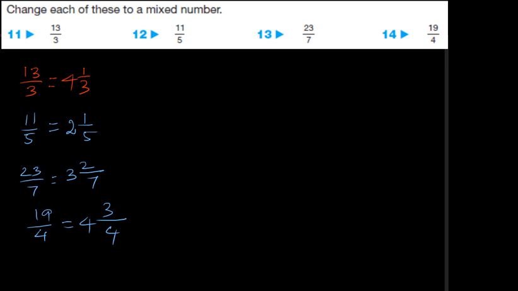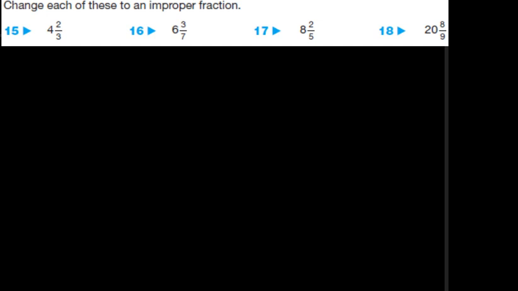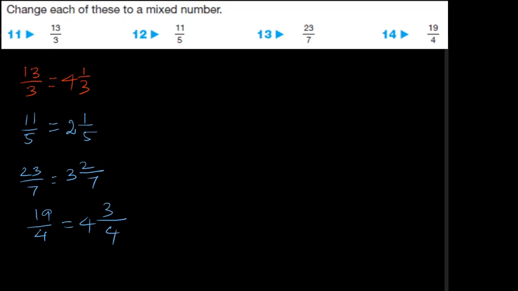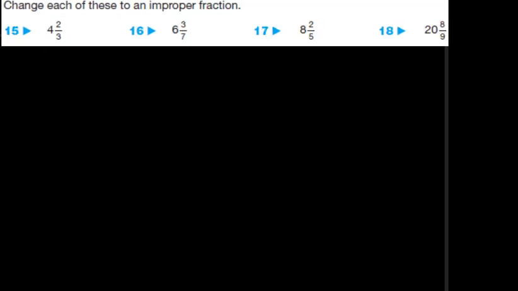Okay, right. The next question is, change each of these to an improper fraction. In the previous case we converted a fraction into a mixed fraction. Now we are going to convert the mixed fraction into an improper fraction. For a mixed fraction a b by c, to convert it into an improper fraction, we multiply a into c and add b. (a into c plus b) divided by c is the improper fraction for the mixed fraction.